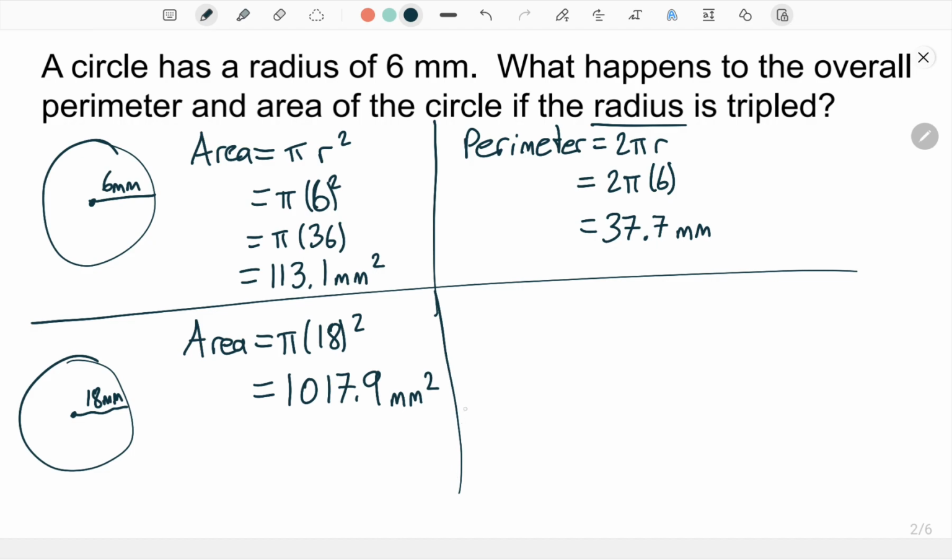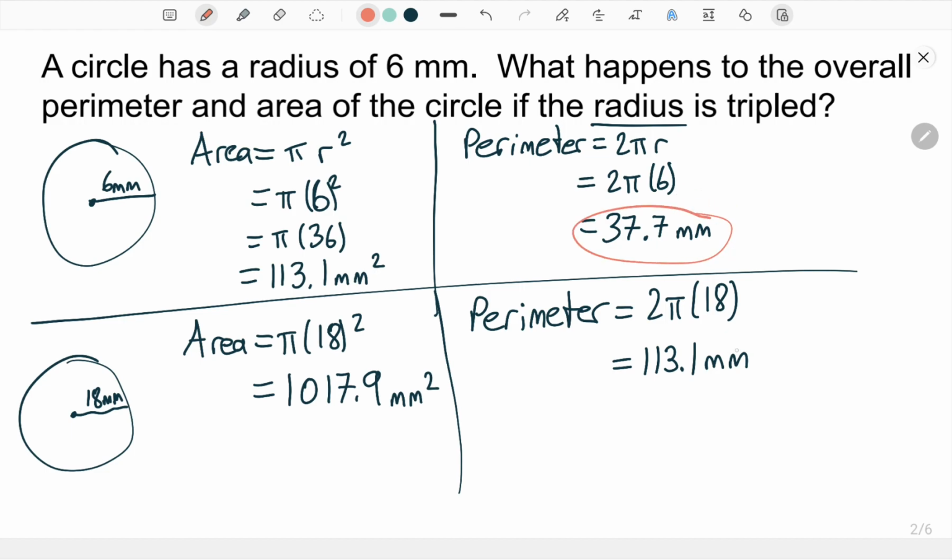And then for the perimeter, well, that's going to equal 2 times pi times 18. And if you calculate that out, you will get something like 113.1. So actually the same number as we have in the top left there. But that'll just be in millimeters as opposed to millimeters squared. All right, so how do these numbers compare? Well, let's take a look.